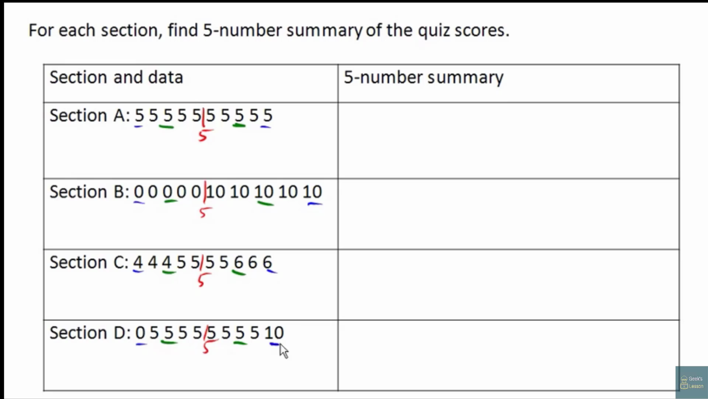And now we can write our 5-number summaries. So for this data set, it is 5, 5, 5, 5, 5. They're all 5, right? Why? Because all the data is 5.